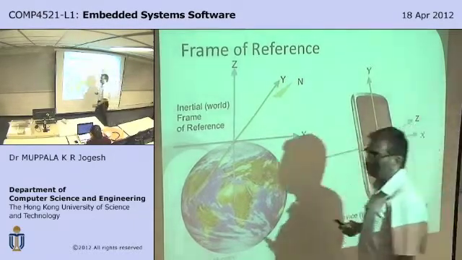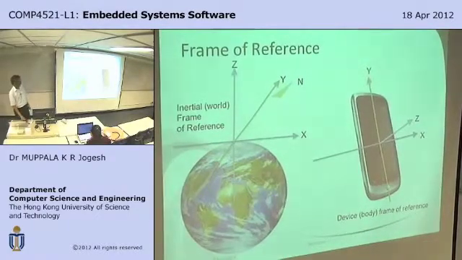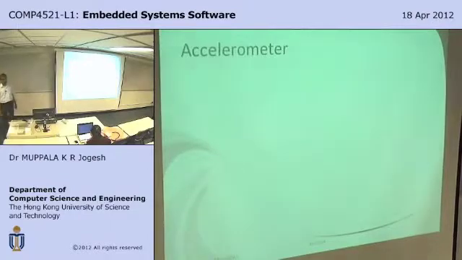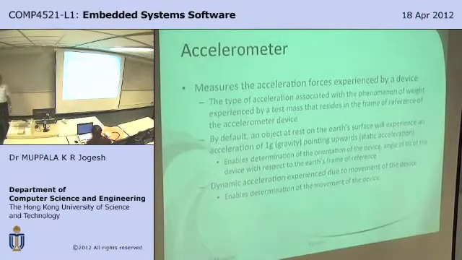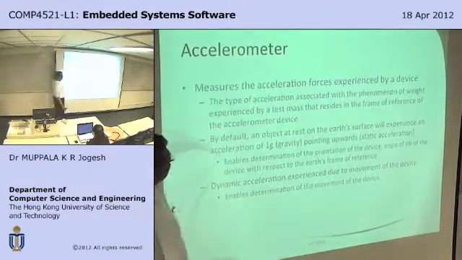So you can make use of those kind of information to be able to deliver interesting ways of making use of the device. One such device is called the accelerometer. What does the accelerometer give you? This measures the acceleration forces that are experienced by the device.